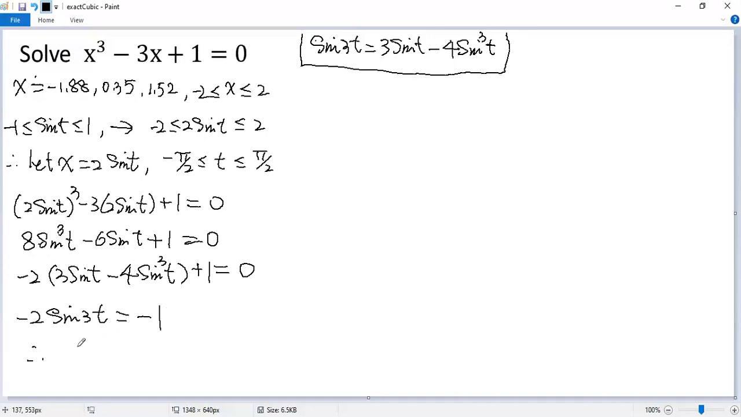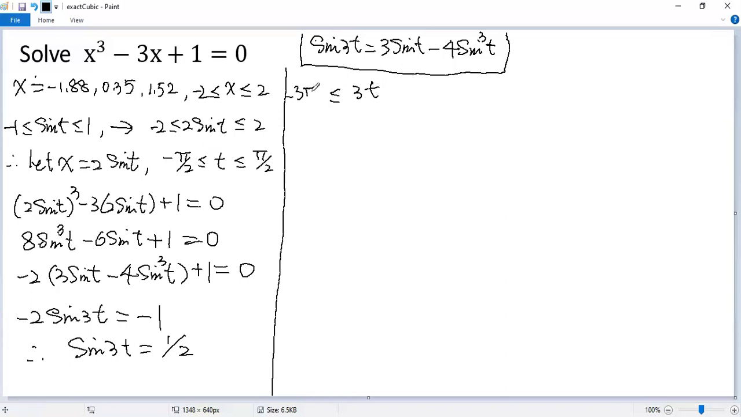So sine 3t equals 1 over 2. And because t is between negative half pi and half pi, 3t is between negative 3 pi over 2 and 3 pi over 2. Now let's solve this equation.